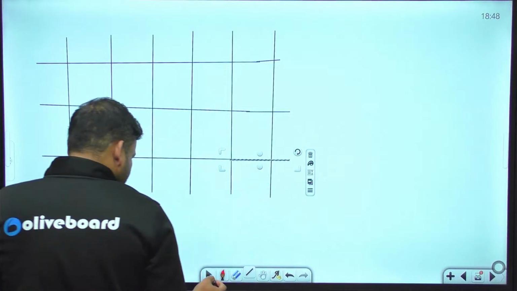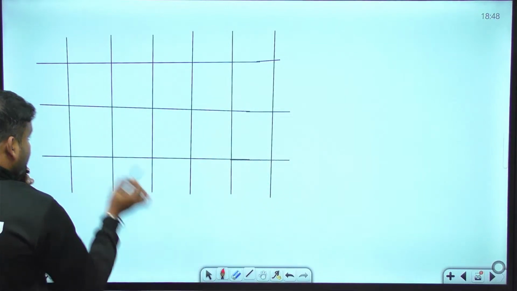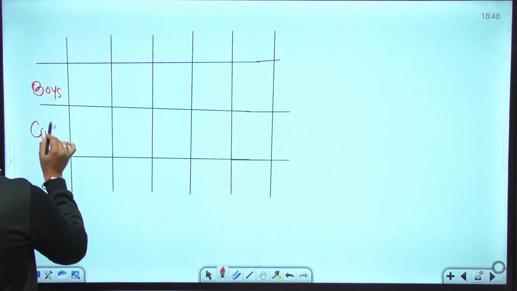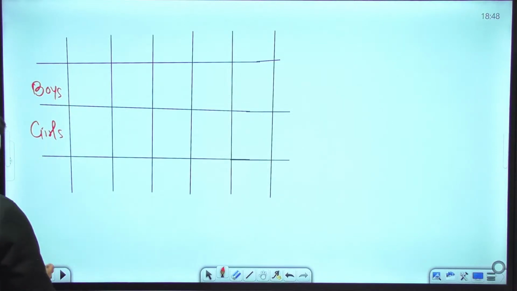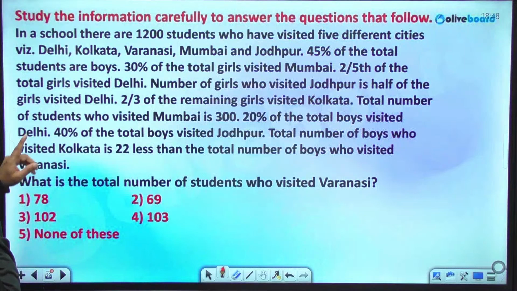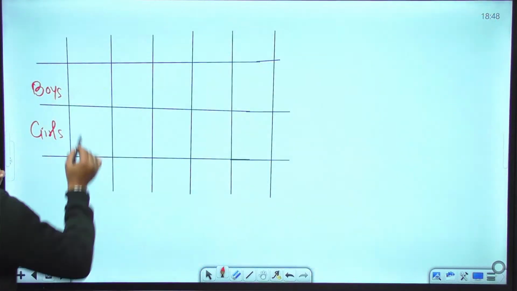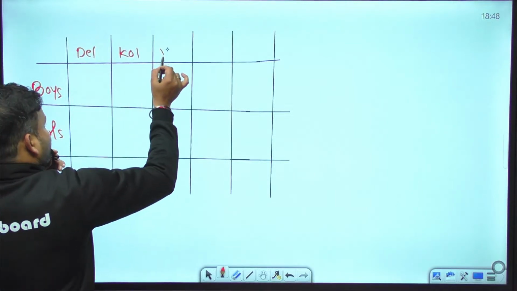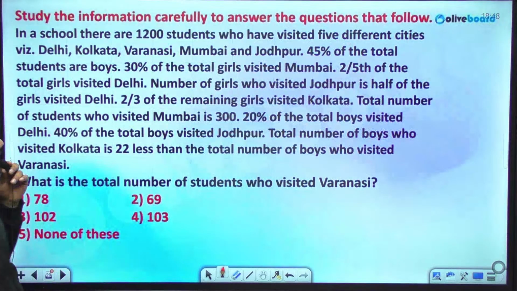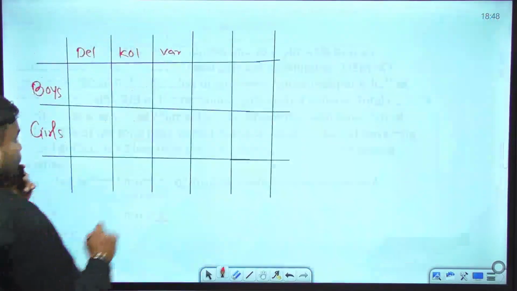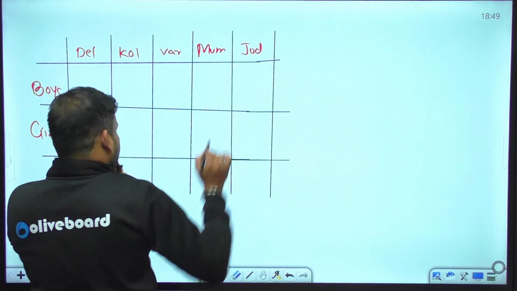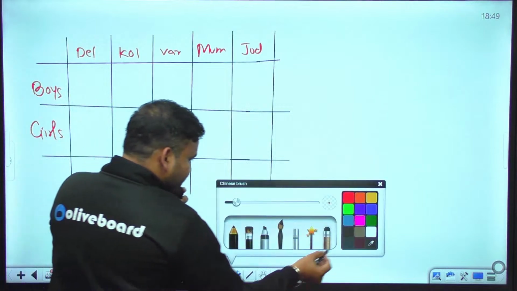Fine. So we have boys over here. These are boys. And we have girls. And the names of the cities are given below. The cities are Delhi, Kolkata, Varanasi, Mumbai, and Jodhpur. So these are the 5 cities.